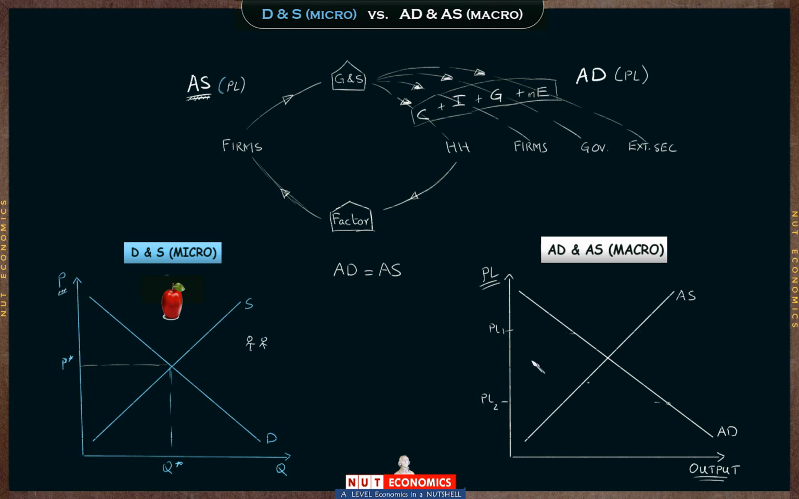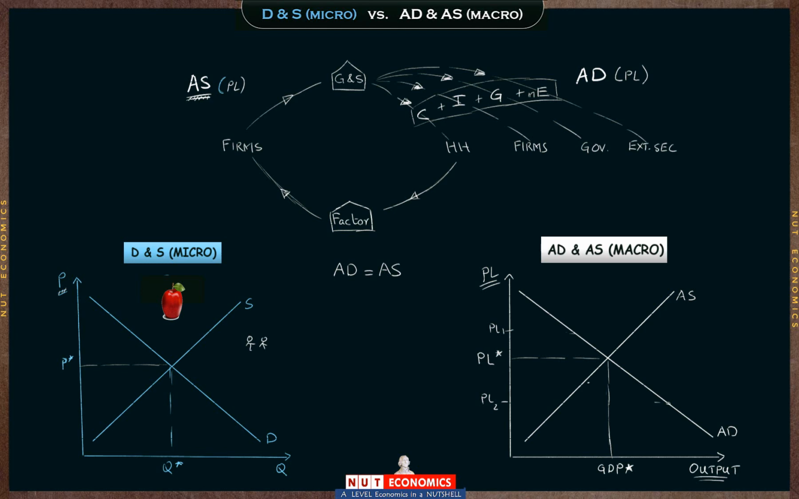And then the equilibrium that this model of aggregate demand and aggregate supply will give us will tell us the equilibrium price level in the entire economy and the equilibrium level of total output, or the total GDP, because total output is equal to total GDP, that your economy will be producing, right?